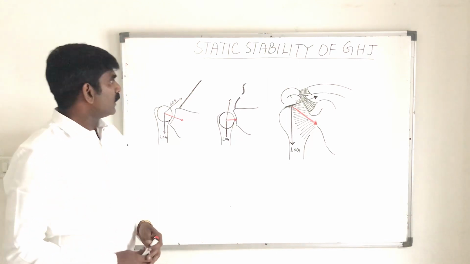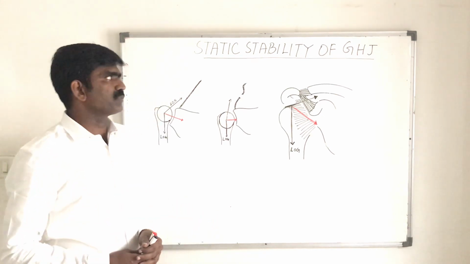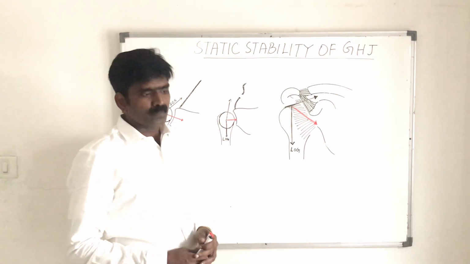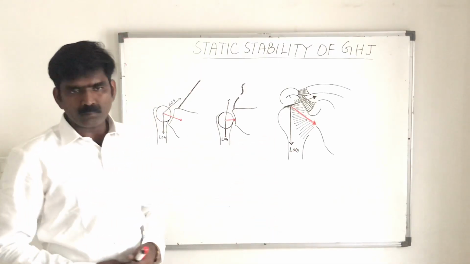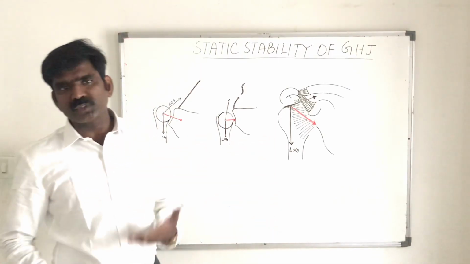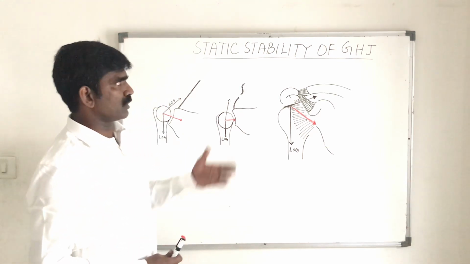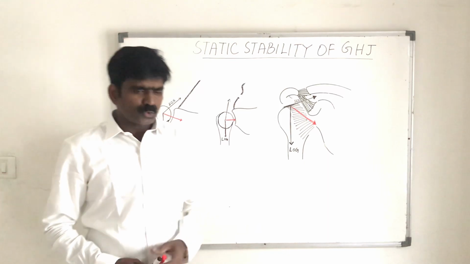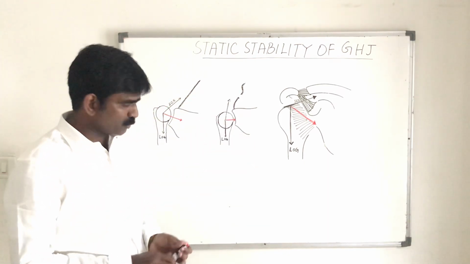Good morning. Today I will be teaching a topic on static stability of the glenohumeral joint. I am going to discuss only 3 points in this topic, that is, the factors which are responsible to maintain the static stability of the glenohumeral joint. So there are 3 factors which are responsible to maintain the stability of the joint.